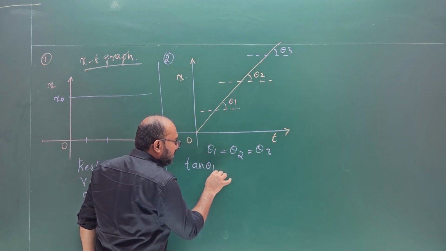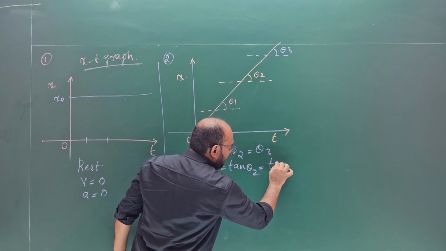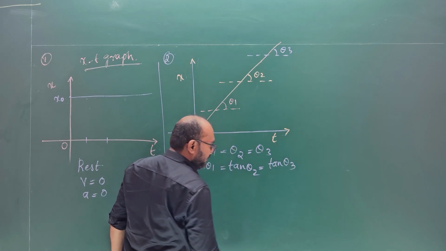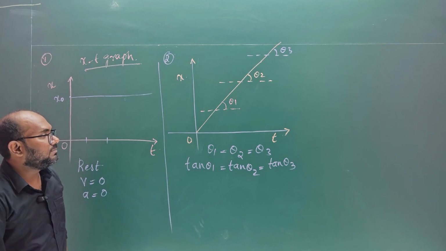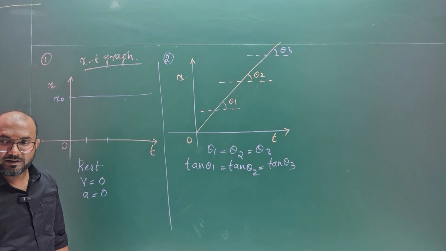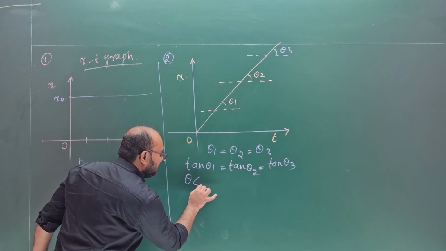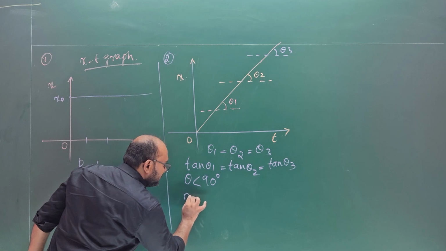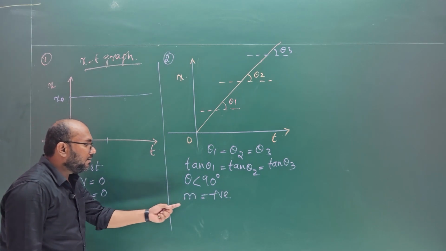Tan of theta 1 is equal to tan of theta 2, which is equal to tan of theta 3. What does m provide? First thing, is m positive or negative? Is theta greater than 90 or less than 90? Here it is less than 90. So if theta is less than 90, then m is positive. First thing we should be knowing. Yes or no? What does m provide?